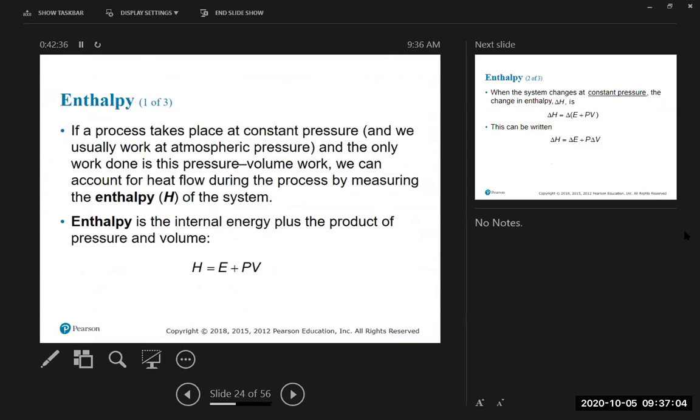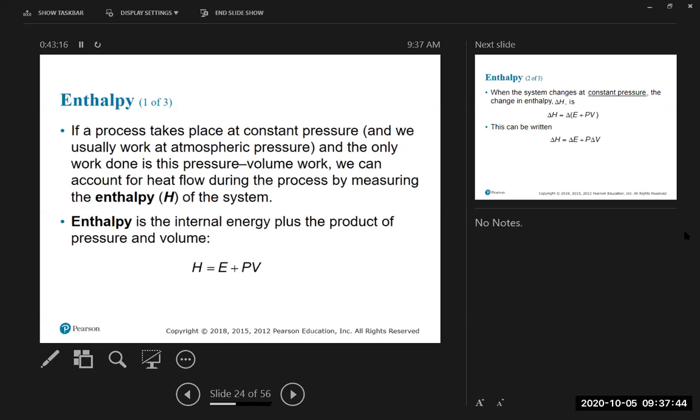Okay, let's talk about enthalpy for a little bit. If a process takes place at constant pressure, and usually we're at atmospheric pressure, that would be considered constant pressure because the pressure doesn't really change in the atmosphere much. The only work done is the pressure-volume work. And if the only work done is pressure-volume work, we can account for the heat flow by measuring enthalpy, H.